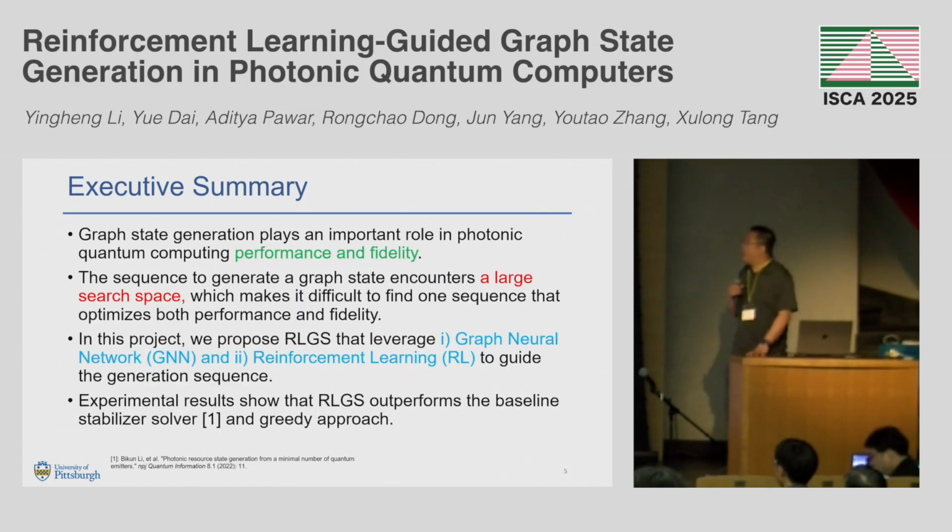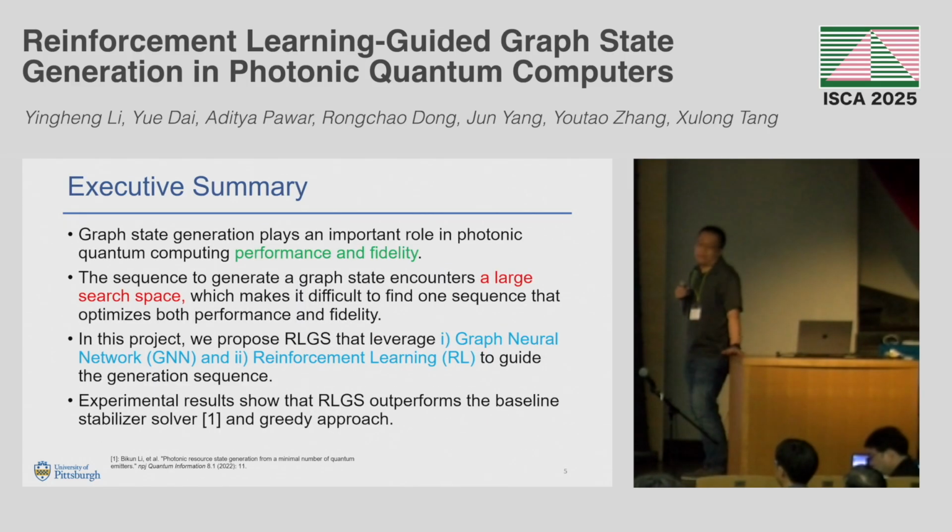Before going into the detail, let me give you a high-level summary. The graph state generation is very important to the performance and fidelity. But there are multiple ways to generate the graph state. The generation sequence is not unique, and it has a large space, which I will elaborate on later. In this project, we propose a combination of reinforcement learning and graph neural network to guide this generation sequence, which reduces the search space and also generates a graph state that co-optimizes different metrics, which we'll also expand on later.